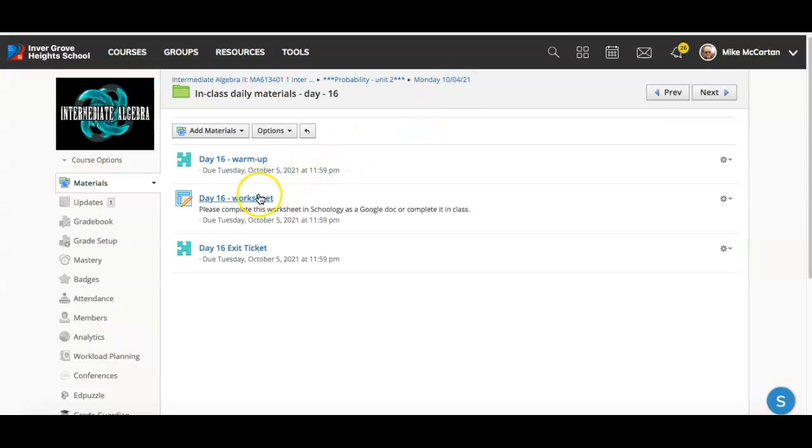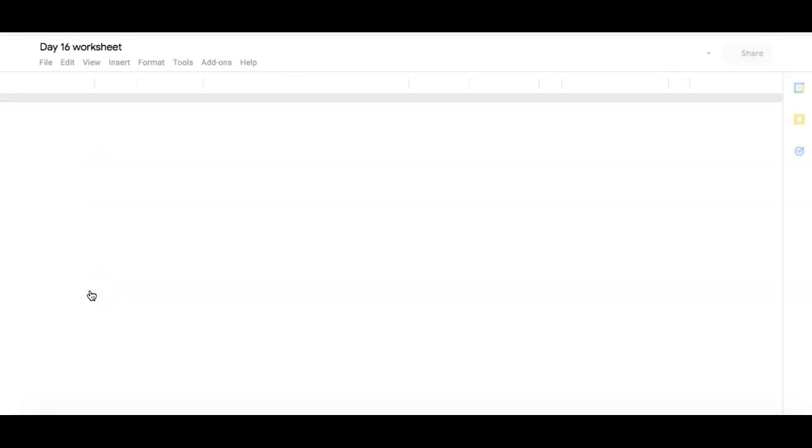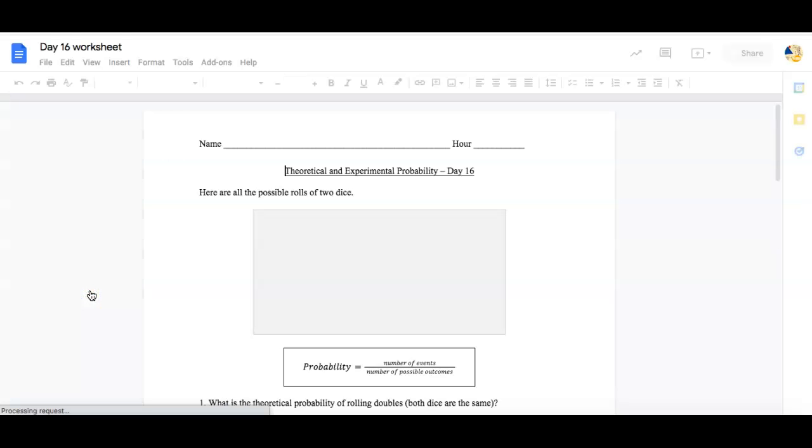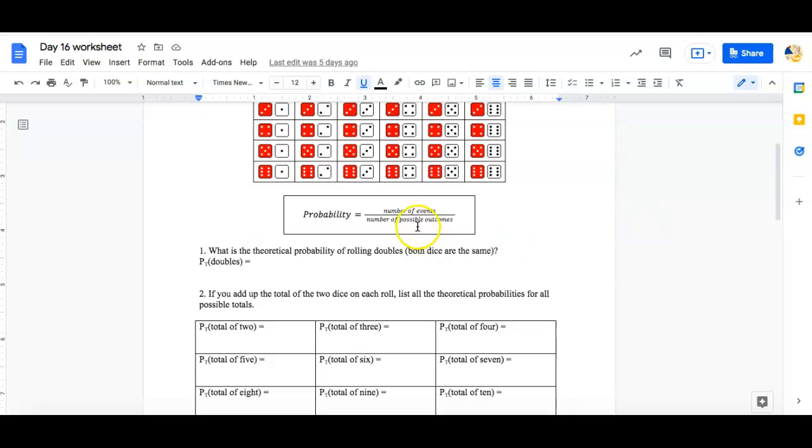Let's open up the worksheet. I think some students had some issues with it. Again, here are all the total possible rolls when you roll 2 dice. All right, there's 36 possibilities there. All right, this is theoretical probability right here.